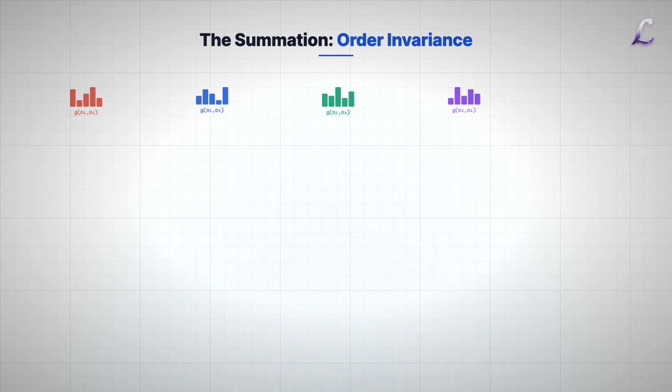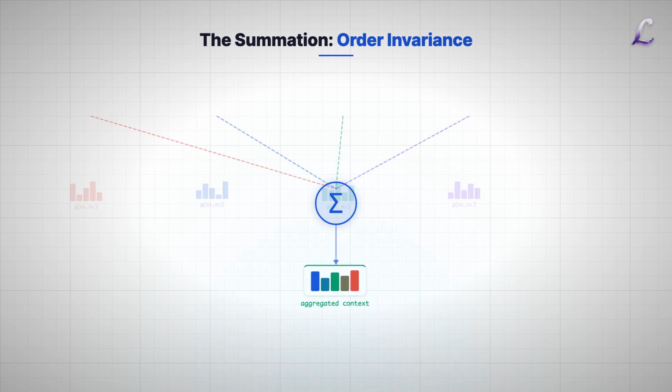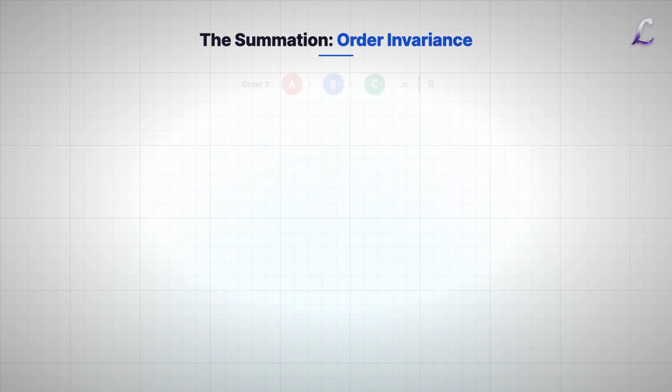A list of objects in an image is a set. Order shouldn't matter. Sphere and cube is the same scene as cube and sphere. By summing the results, the output is permutation invariant. No matter what order we feed the objects in, the sum remains the same. The network aggregates all these little pairwise clues into one global context.